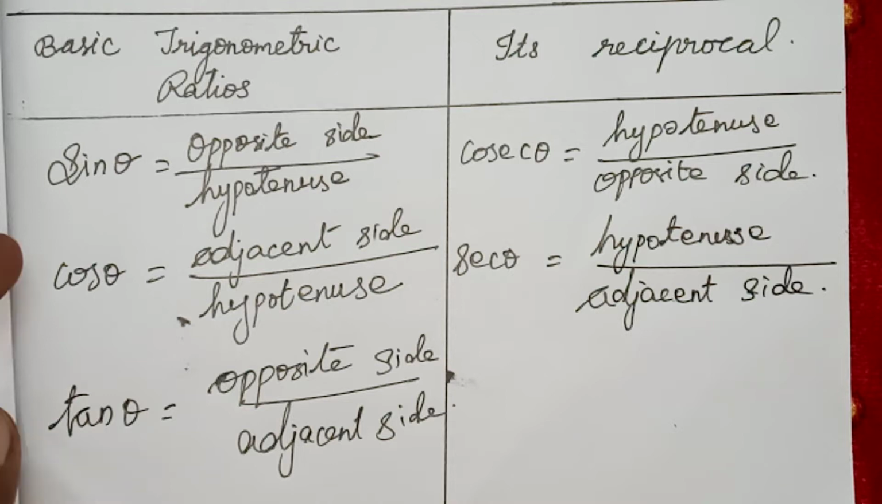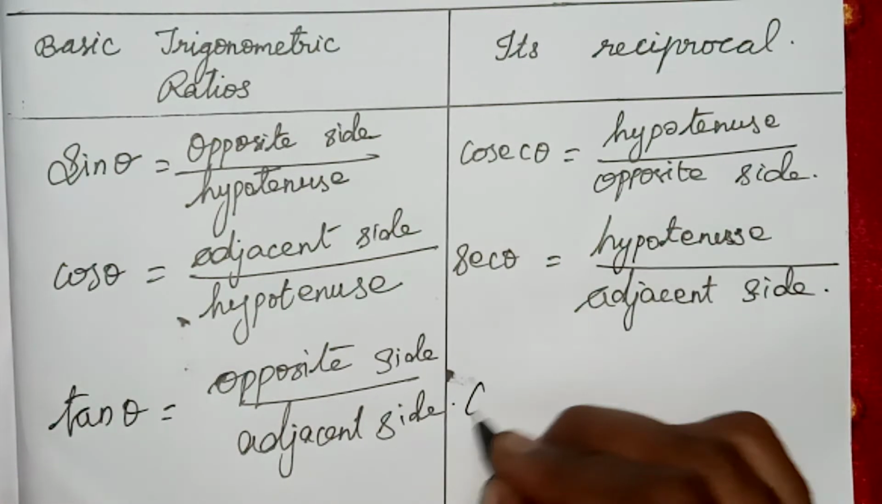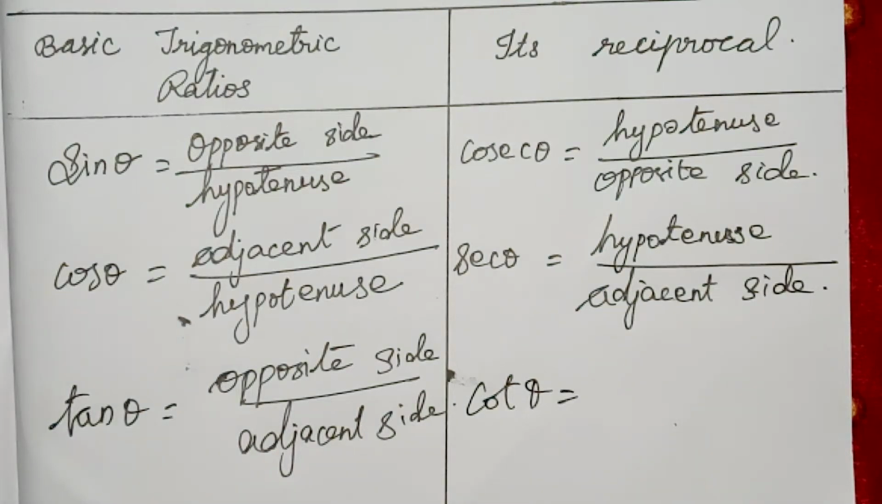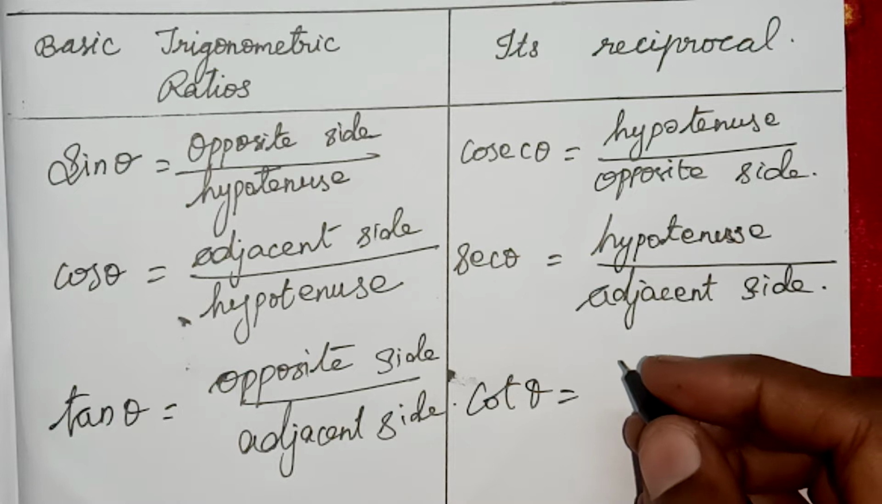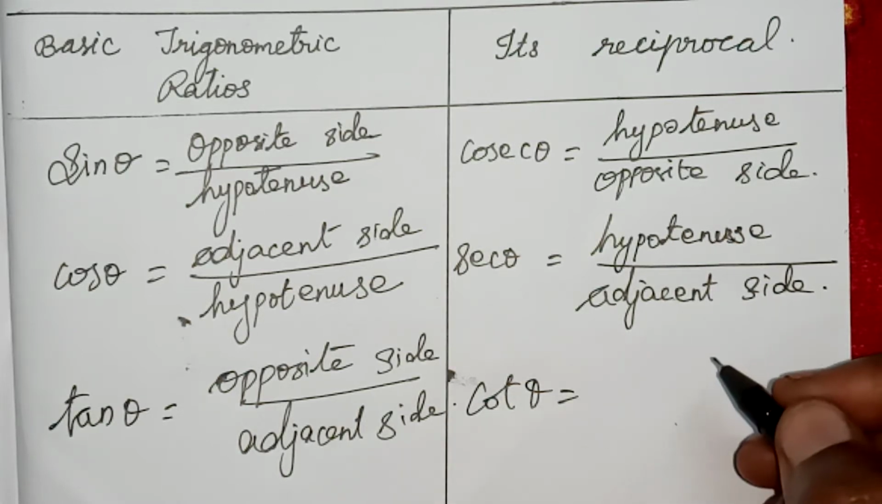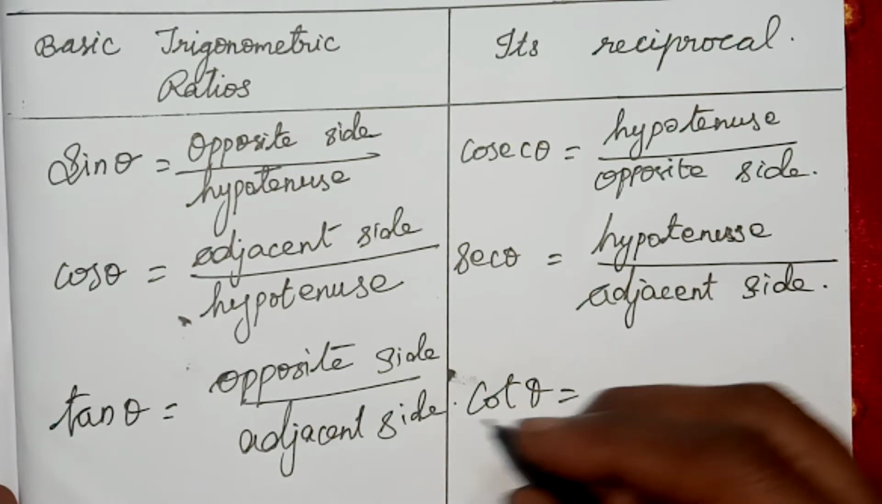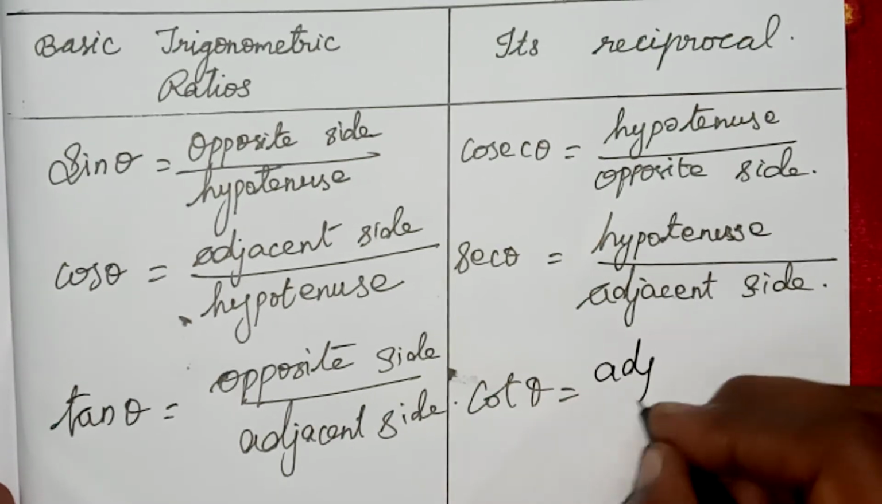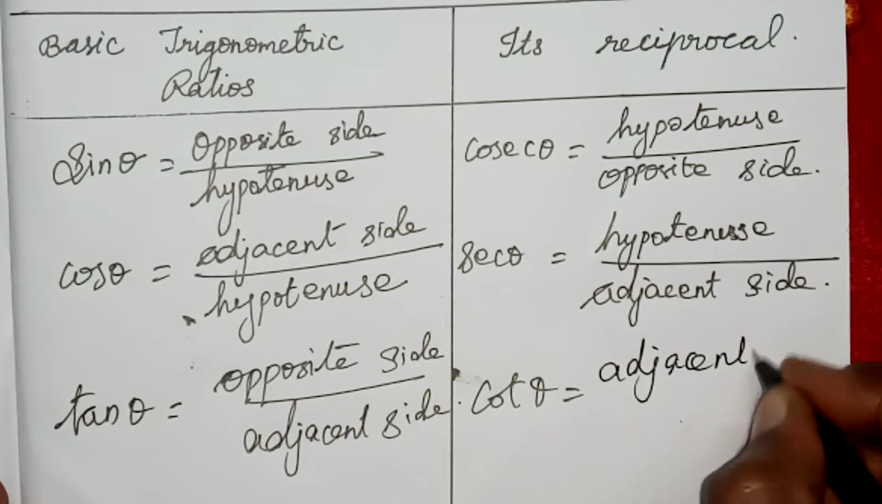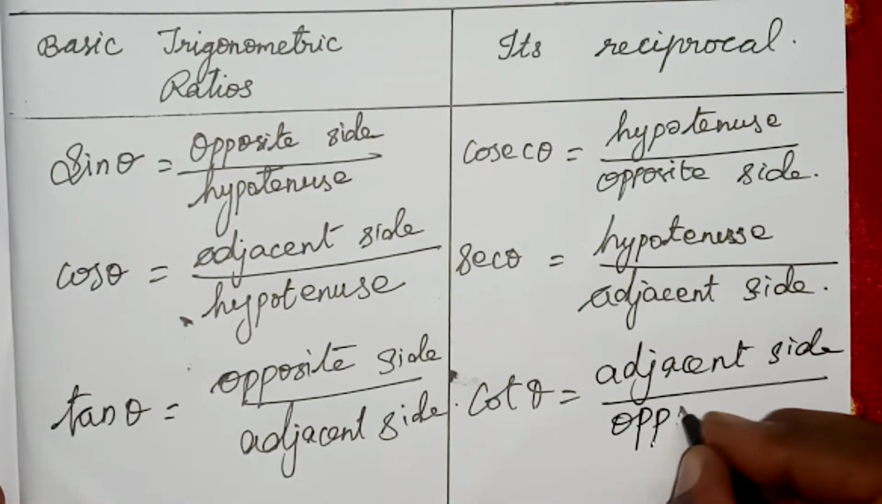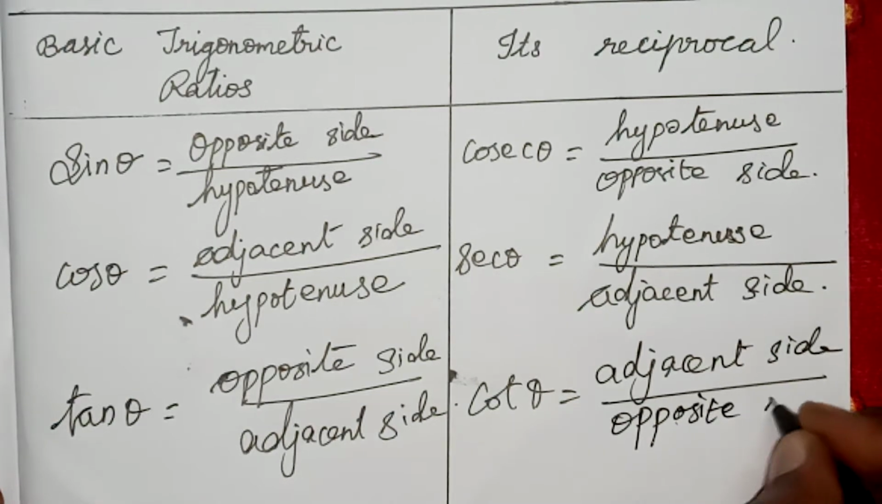Next, cot theta is the reciprocal of tan theta. So we get adjacent side by opposite side.